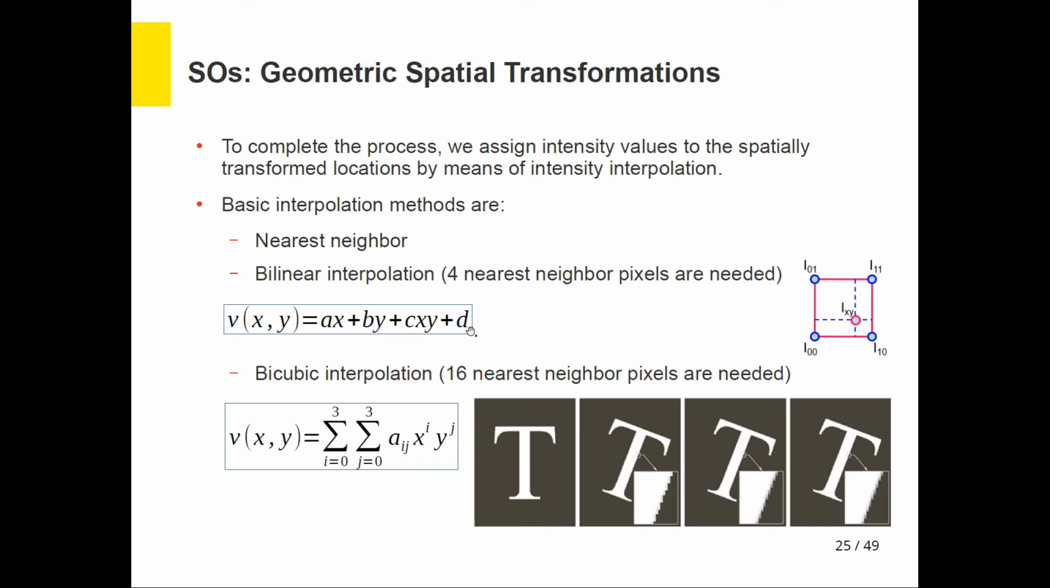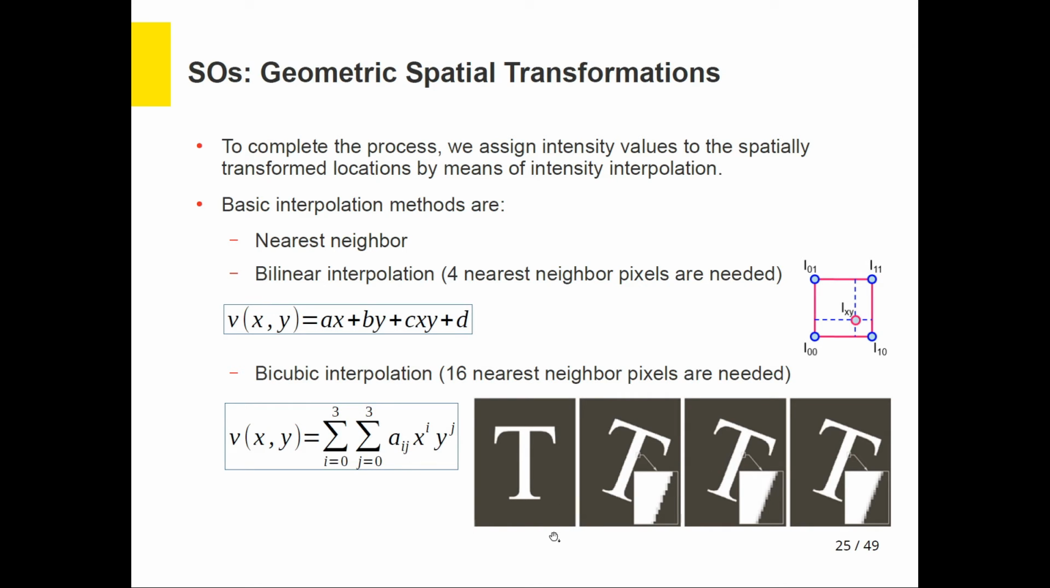For the bilinear interpolation, we find the 4 nearest neighbor pixels, and then we try to solve for the A, B, C, D parameters here. So we create a system of 4 linear equations, and we solve them to find these 4 parameters, A, B, C, and D. As for bicubic interpolation, first we find the 16 nearest neighbors, and then we form 16 linear equations to find the 16 unknown coefficients here, shown as a_ij.